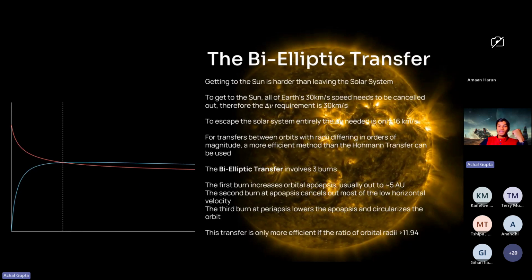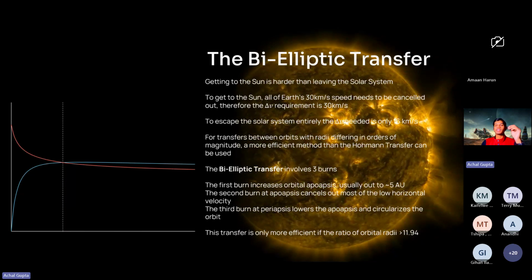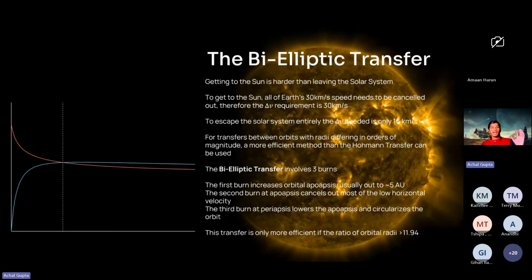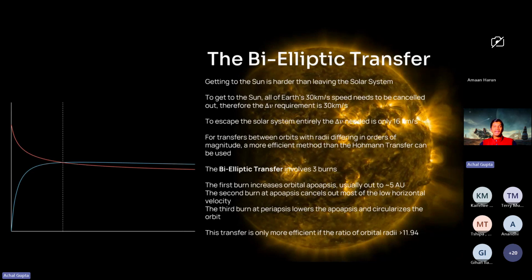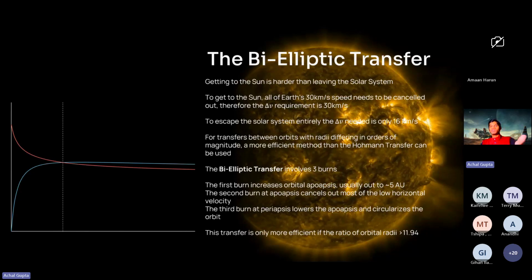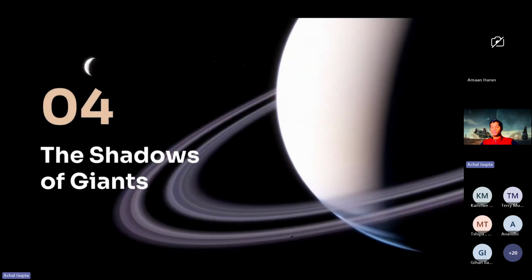And as you can see, it only is more efficient, and not by much even, if the ratio of orbital radii is greater than 12. So even though you can have an orbital radii ratio greater than 12, your Hohmann transfer is still fairly efficient. Your bi-elliptic transfer is not going to be much more efficient. And in reality, we don't even use any of these methods for such incredible distances. We have other methods that I'm going to talk about in the next section of this talk, which segues me perfectly into the outer planets.